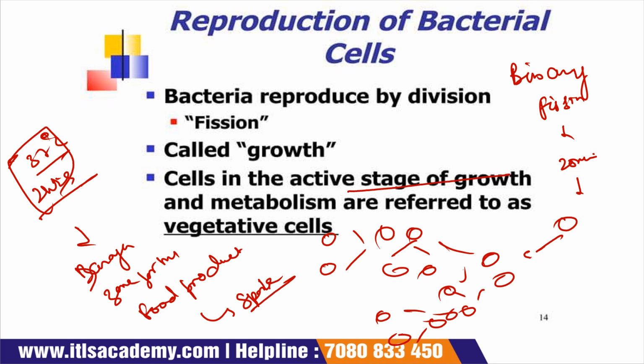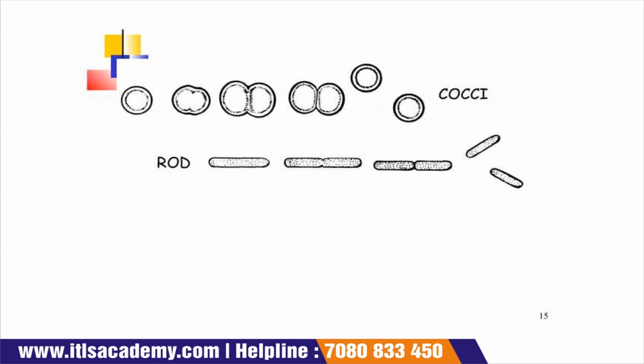Cells in the active stage of growth and metabolism are referred to as vegetative cells. Now see, this is a division of the bacteria. This is your cocci bacteria. Here the cells start to divide. Here the cell wall is made. Then this divides into two parts. This is your rod shaped bacteria, and here is the division.